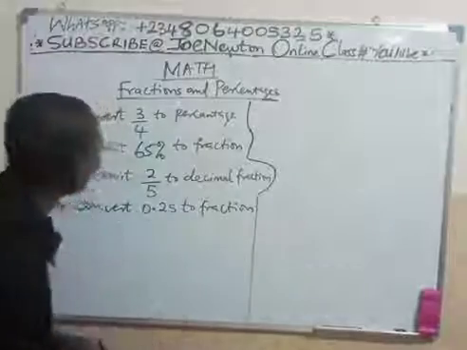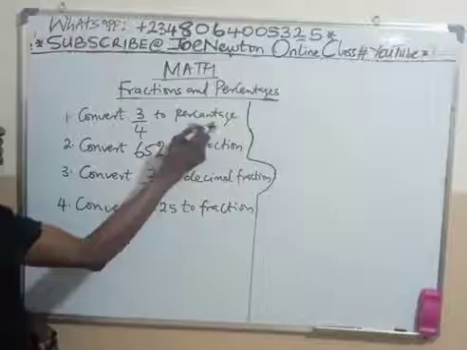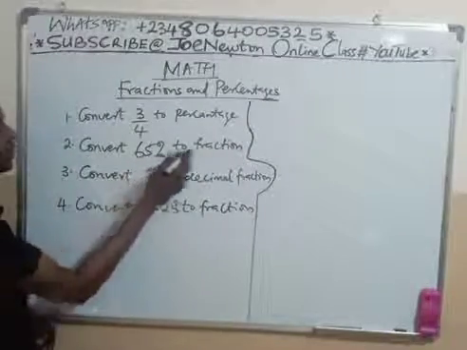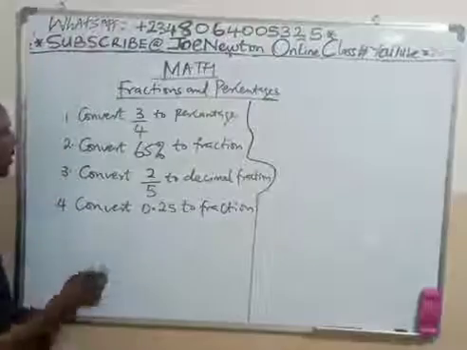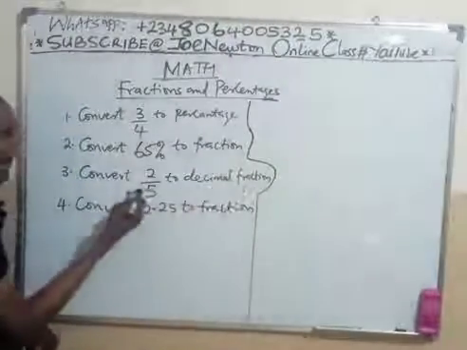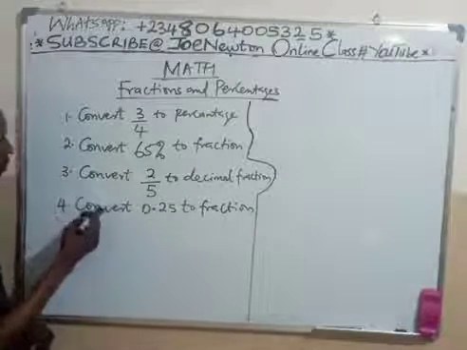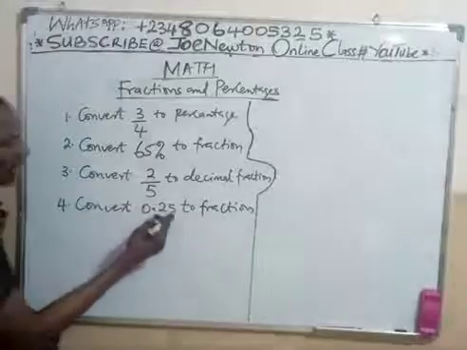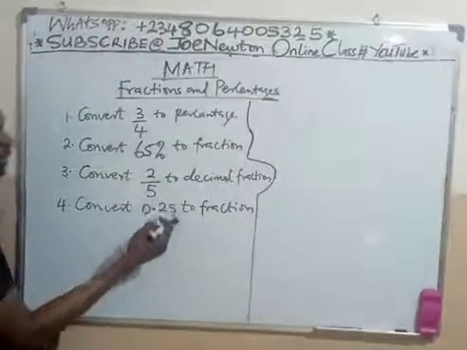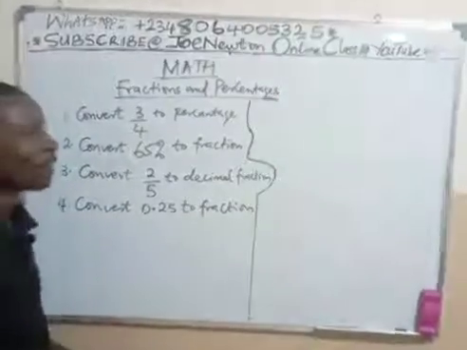Good. Now let's look at the question. Number one, we are asked to convert 3 over 4 to percentage. Number 2, convert 65% to fraction. Number 3, convert 2 over 5 to decimal fraction. Of course, this is ordinary common fraction. Number 4, convert 0.25 to fraction. This is decimal fraction. Now to convert to common fraction is the opposite operation to this.